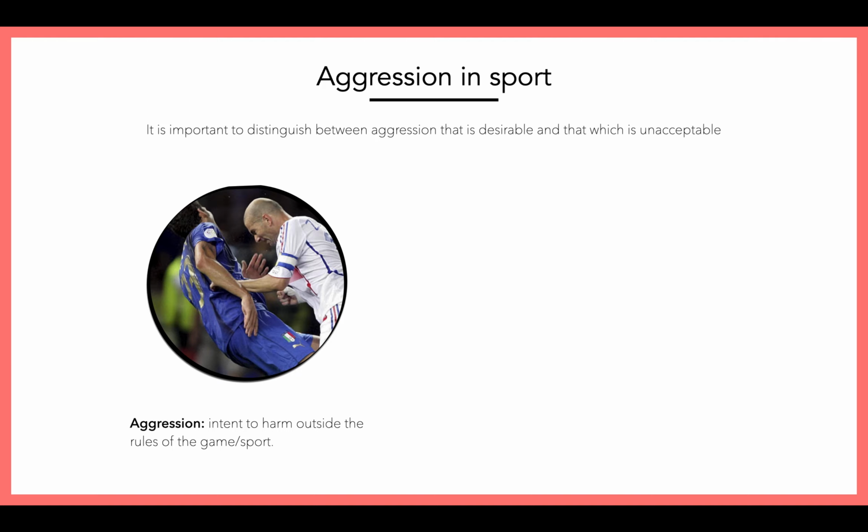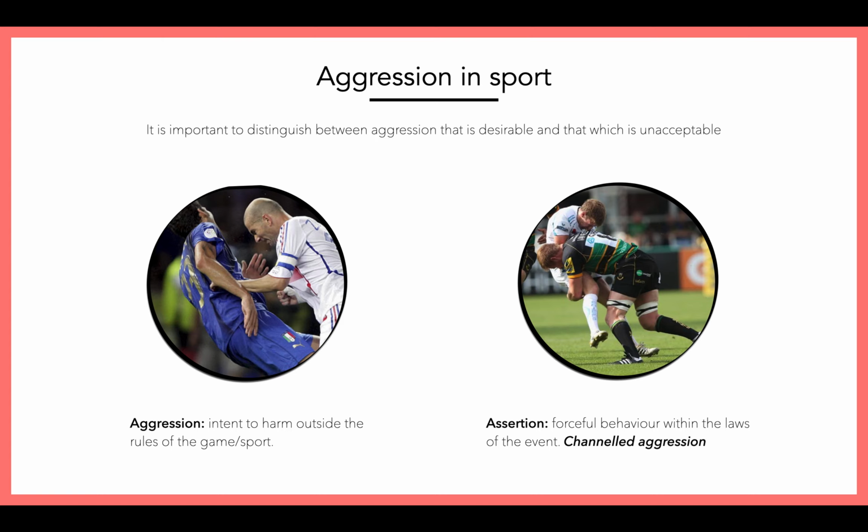Now, obviously, in sports, we might need to use forceful behaviour, and even in football, such as the shoulder tackle, the shoulder barge, which is coming under debate now as well. But we do need to use some forceful behaviour. So what we're looking to achieve is something called assertion. So forceful behaviour within the laws of the event.